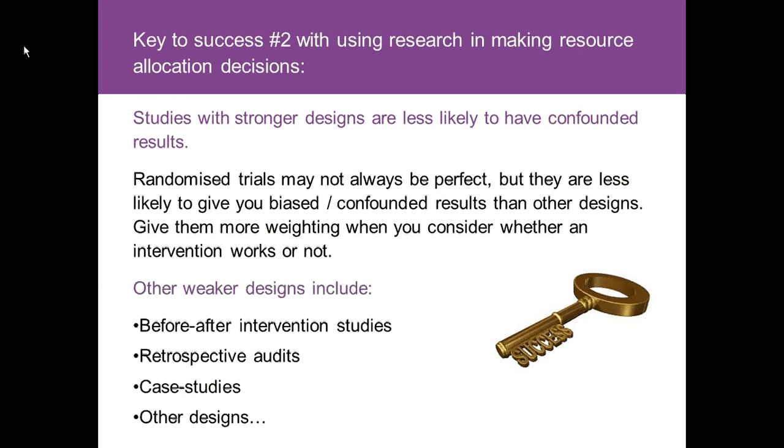So the second key to success with using research in making resource allocation decisions is that studies with stronger research designs are less likely to have confounded results. Randomized trials may not always be perfect, but they are less likely to give you biased or confounded results than other research designs. So I would encourage you to give them more weighting when you consider whether an intervention works or not.